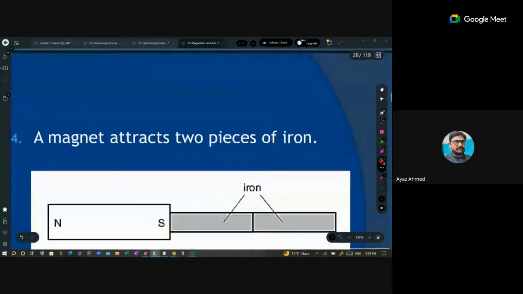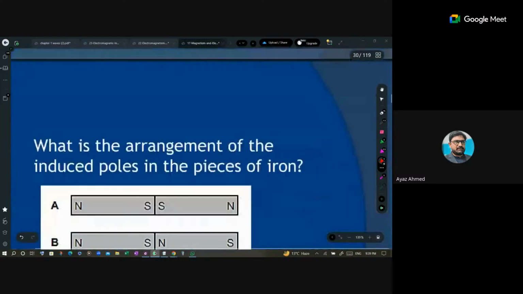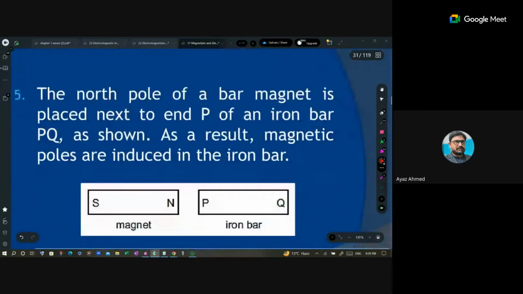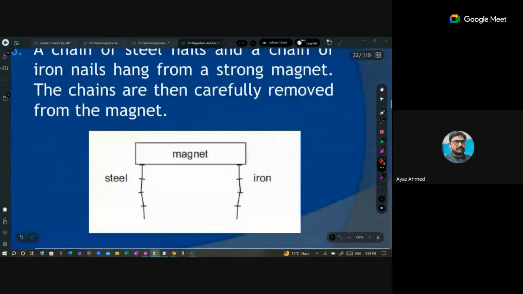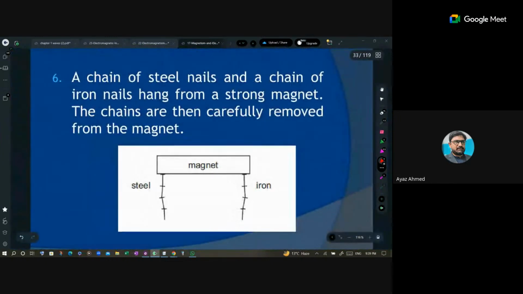So these types of questions are asked to you. I will move on, since this question is frequently asked. A chain of steel nails and a chain of iron nails are hung from a strong magnet. The chains are then carefully moved away from the magnet. One is steel, one is iron. Iron has the property that it is magnetized easily and then demagnetized easily.